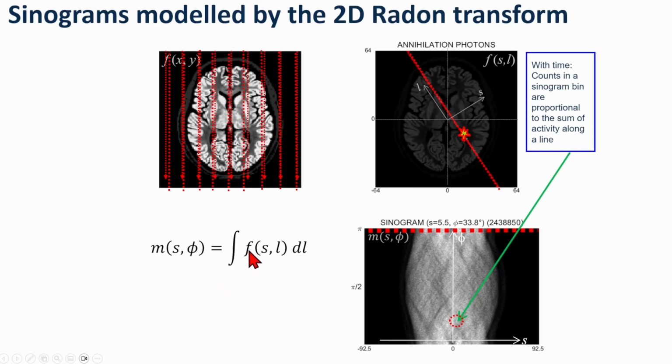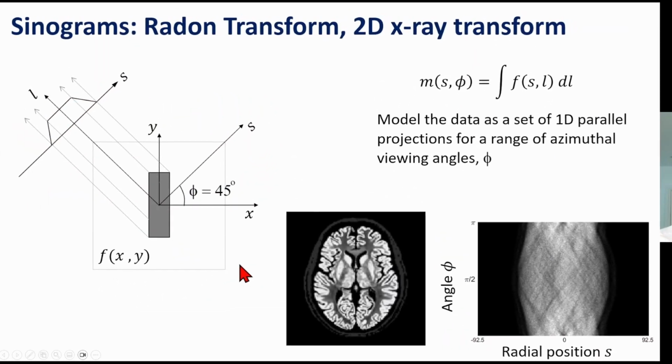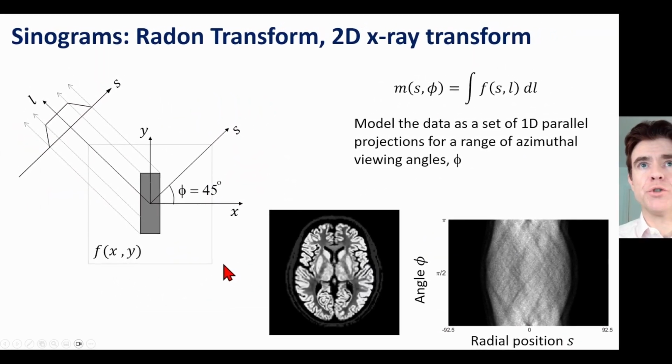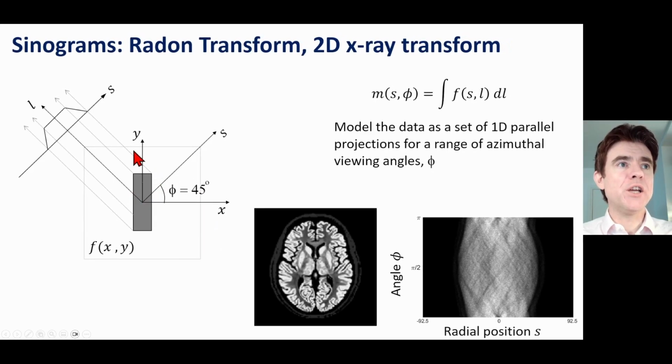How do we go about finding f when actually what we have are this set of line integrals? Okay, this is just another schematic just to really drive the point home. Here I've now got a very simplified function, f of x,y. It's this kind of rectangle function here, and I'm showing a particular viewing angle phi of 45 degrees.